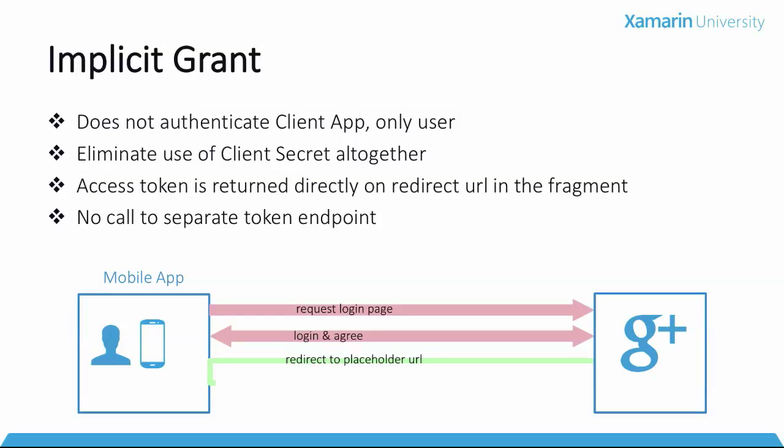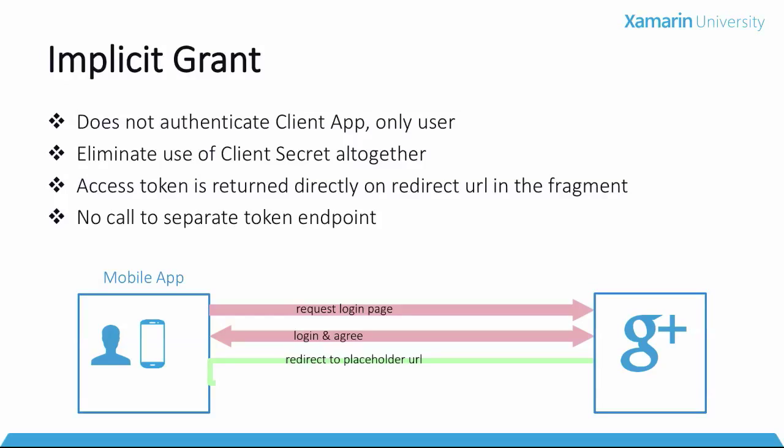This part changes a little bit because Google, when they redirect to us, they redirect to something that they know to be a placeholder URL. It's not even really a proper HTTP URL. It's a literal placeholder URL. And in that URL, they actually put the access token in the fragment portion. So two things to note about what I just said. They don't give us an authorization code. They give us the actual access token right there, right off the bat. And they put it in the fragment. That's the portion after the hashtag.